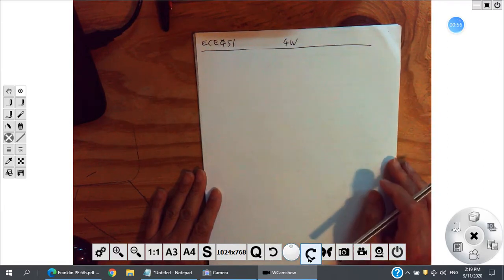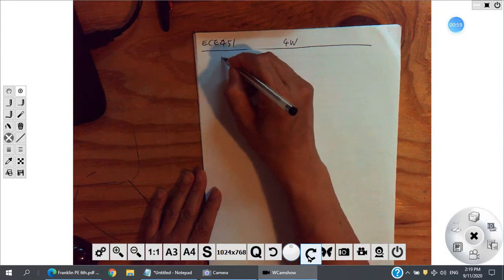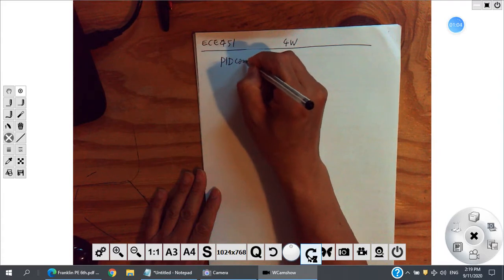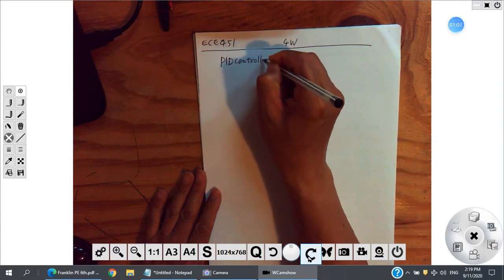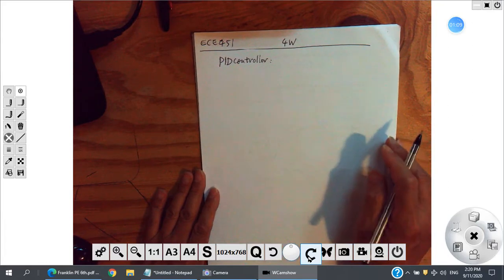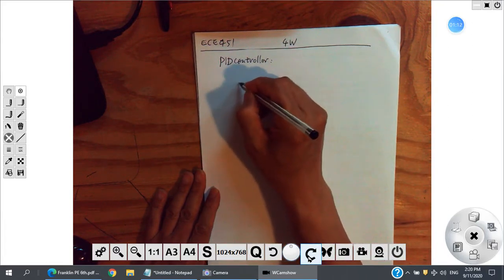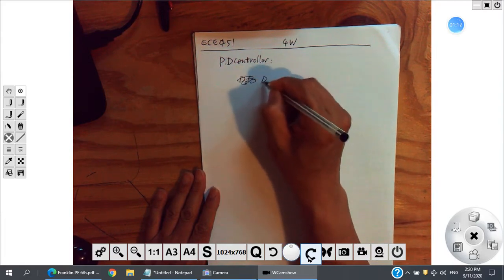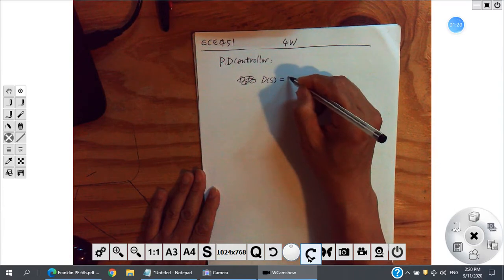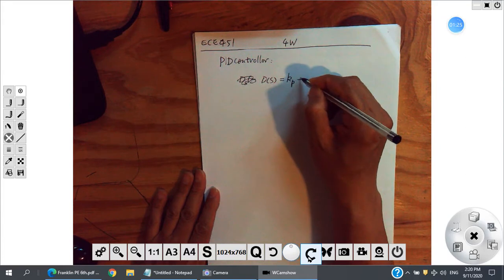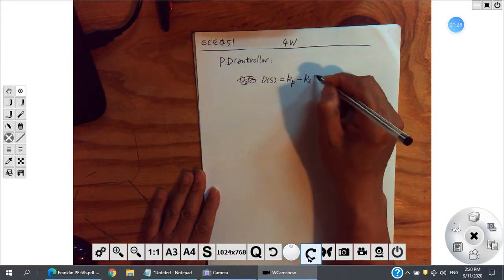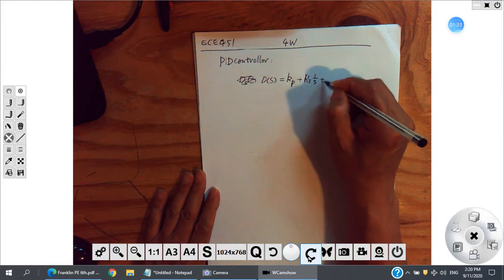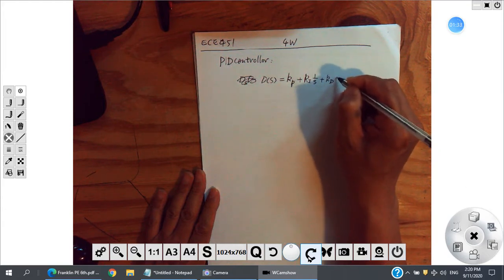Okay. We consider the PID controller. The PID controller looks like this. D of S is equal to three parts. The first part I call Kp, a constant, and then Ki times 1 over S and Kd times S.